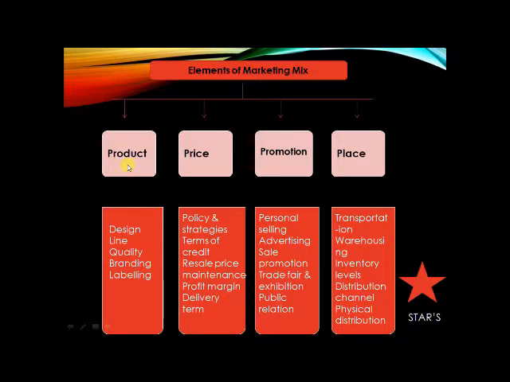What is product mix? The product is the focus of all marketing activities. Product is the sum total of tangible and intangible attributes, including product design, style, size, quality, color, brand name, packaging, labeling, after-sale services, etc. Product mix also includes product differentiation, standardization, grading, product line, etc. Hence, product mix is the total of all products offered for sale by a company. Some important aspects are product design, product line, product quality, product branding, product labeling.